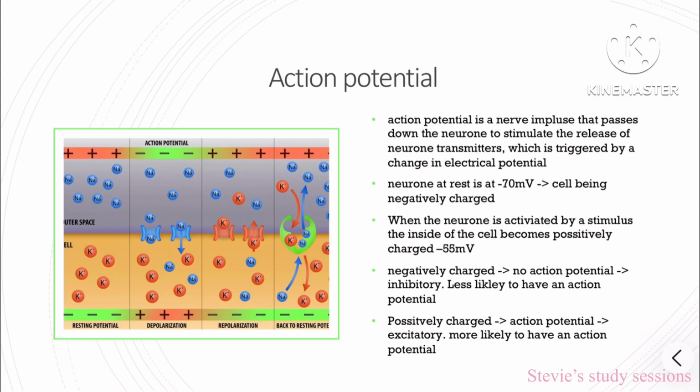Action potential is a nerve impulse that passes down the neuron to stimulate the release of neurotransmitters, which is triggered by a change in an electrical potential. A neuron is at rest at minus 70 millivolts, which leads to a cell being negatively charged. When a neuron is activated by a stimulus inside the cell, it becomes positively charged, which is at minus 55 millivolts. Negatively charged means there's less potential for an action potential, which is an inhibitory state. A positively charged means that there's more chance for an action potential, which is an excitatory state.